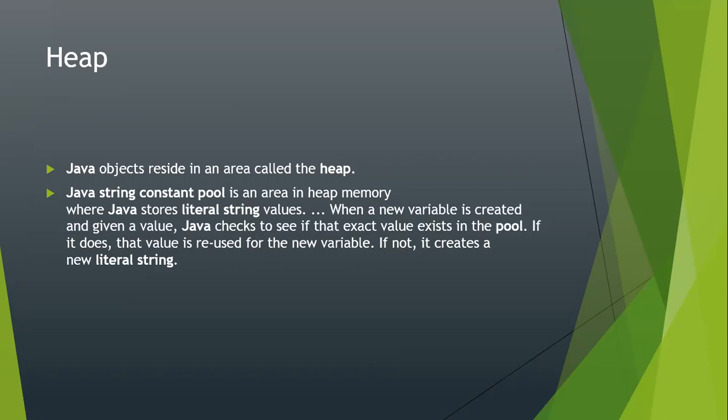So in heap, there is a special section called string constant pool. This string constant pool, what it does, when any new variable is created and any value is assigned to that, Java first will check whether that value is present in the string constant pool. If it is not present, directly it will create that value in the string constant pool. Otherwise, it will point the reference to that value if it is already present.